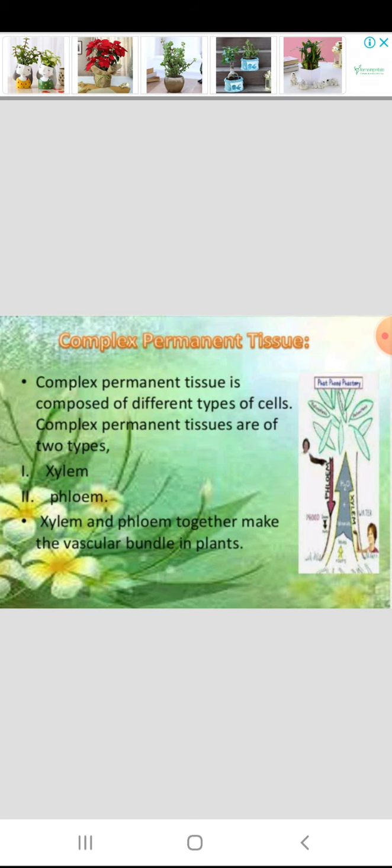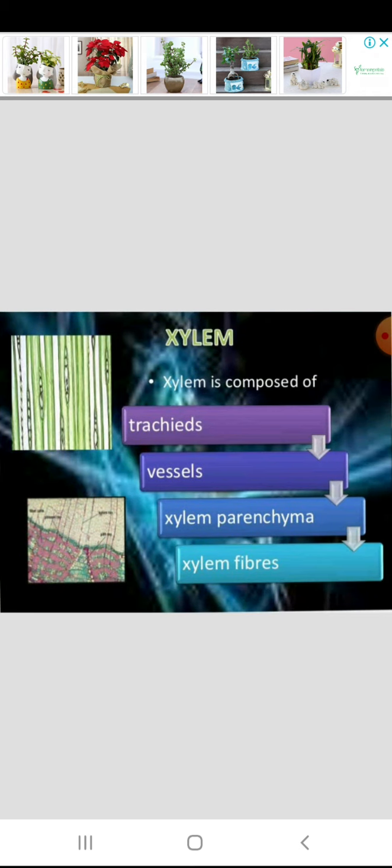So the first type of complex permanent tissue is xylem, and xylem and phloem together make the vascular bundle in plants. So students, here we can see the structure of xylem. Xylem is composed of tracheids, vessels, xylem parenchyma and xylem fibers. It is a dead complex tissue. Here you can see the names of the xylem components.